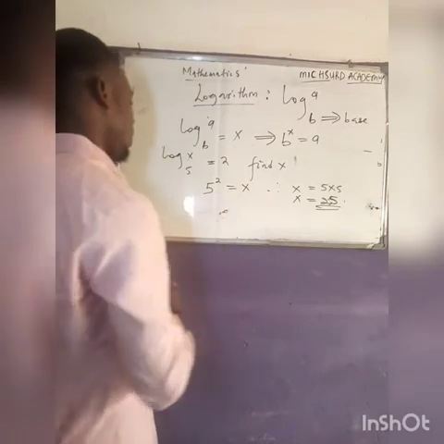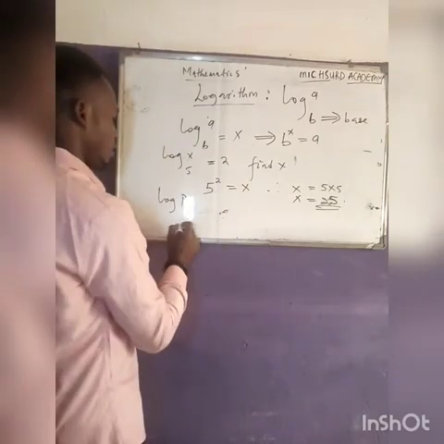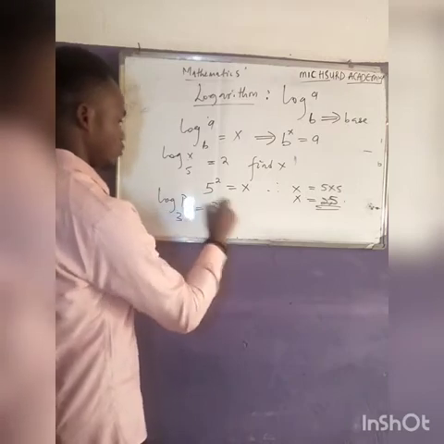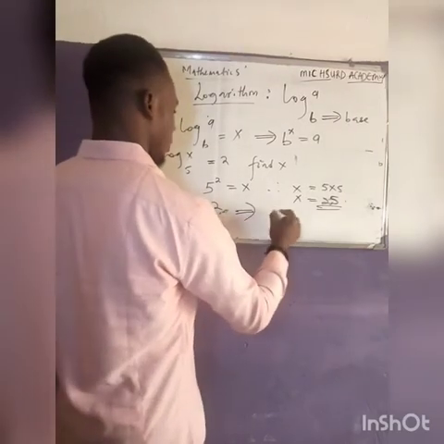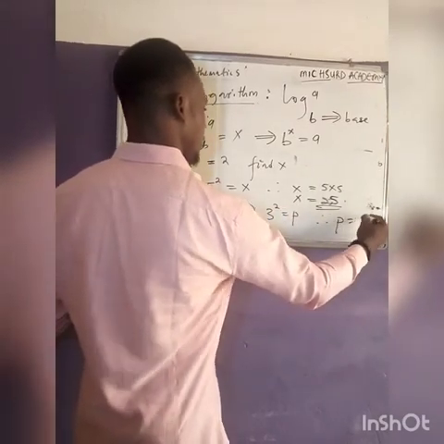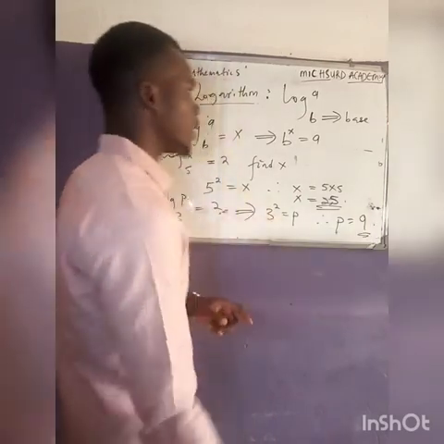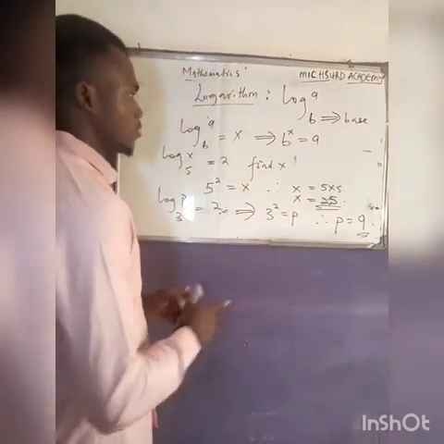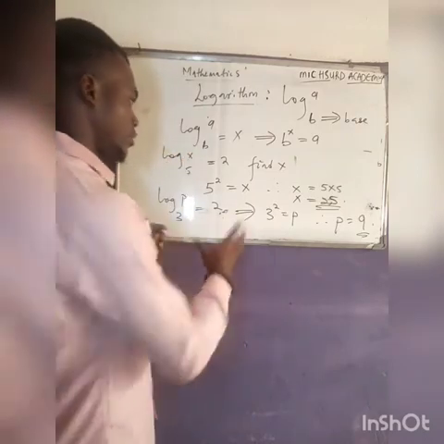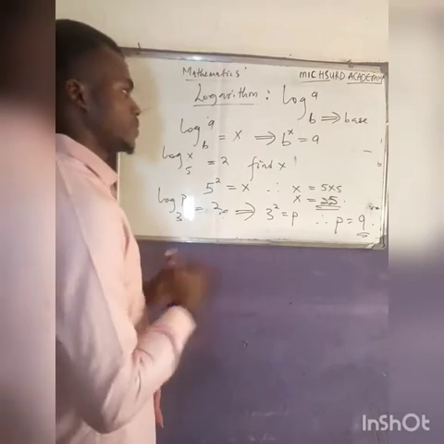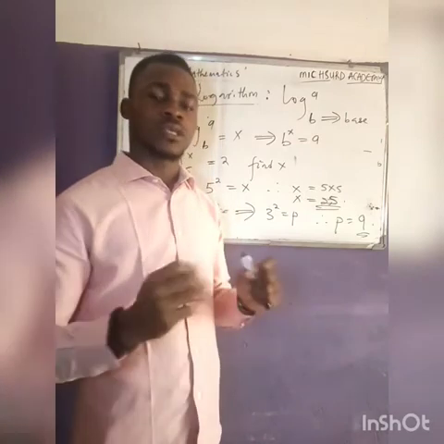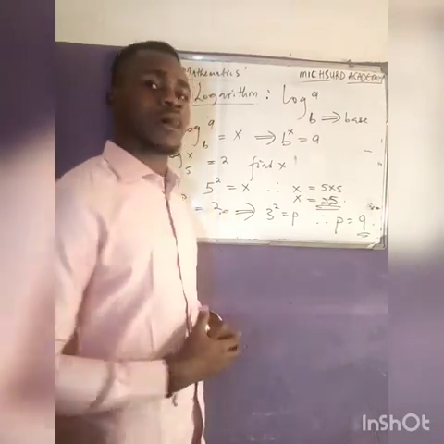Alright, so you can see another example. Log p to base 3 is equal to 2. Then this implies that we are going to have 3 raised to power 2 is equal to p. So therefore, p is equal to 9. So that gives us our answer. So you can convert from log to indices, and you get your solution. Now in logarithm we have laws that govern logarithm. So we are going to check out those laws now.